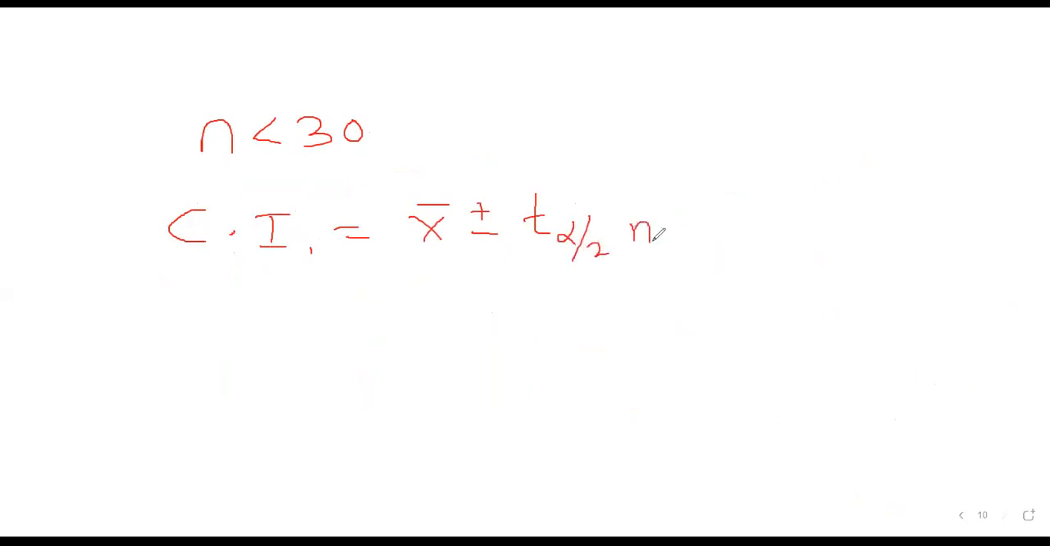All right. So for samples less than 30, our formula for the confidence interval for one sample is simply the mean plus or minus t alpha over 2, n minus 1, times standard deviation over the square root of n. This is one sample.